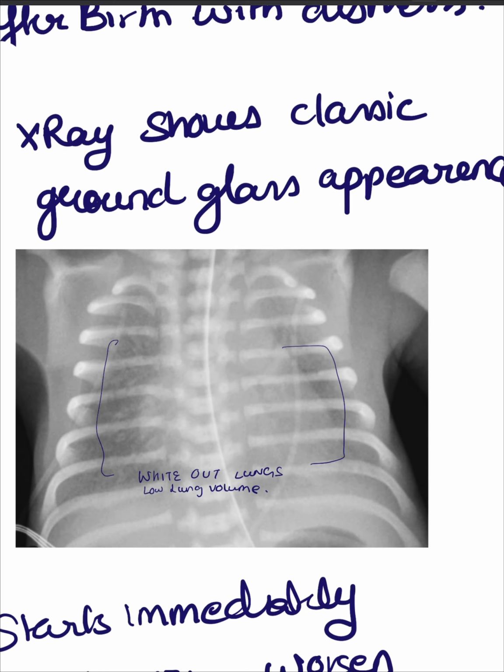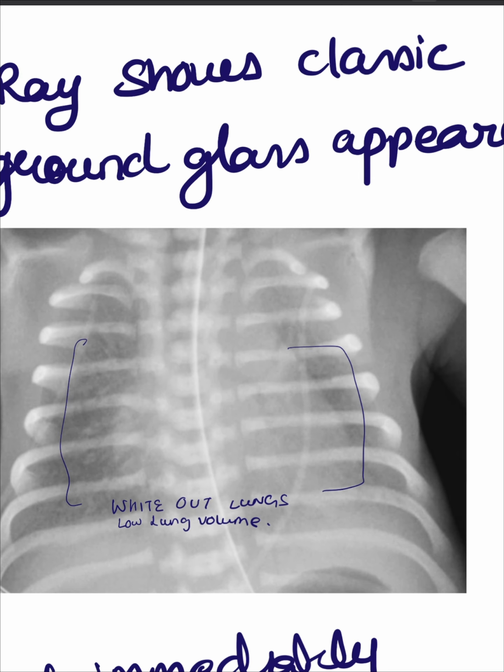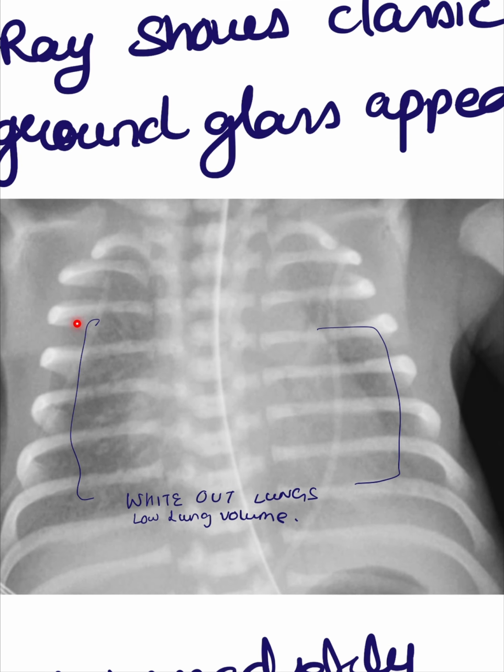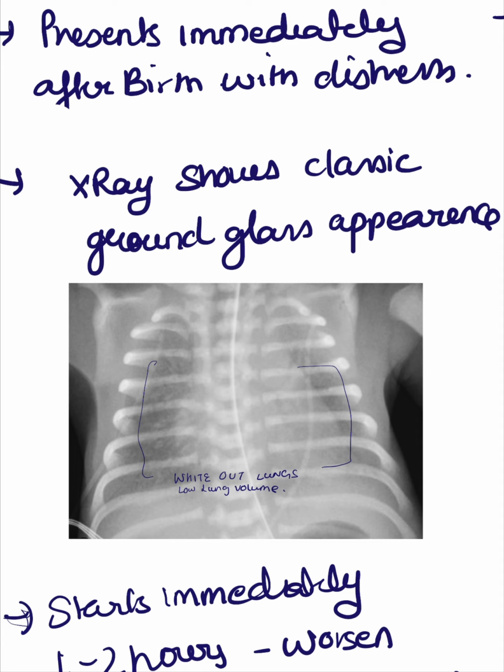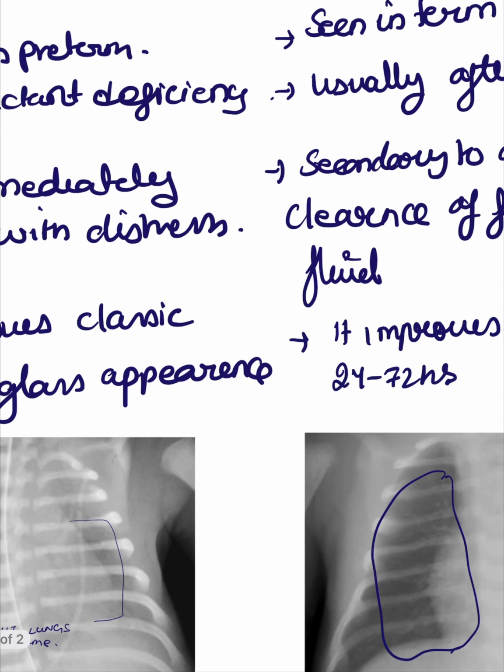And the X-ray of RDS will show a classical ground glass appearance. What do we mean by ground glass appearance? Completely white out appearance and with low lung volume, because the lungs are not expanded due to surfactant deficiency.